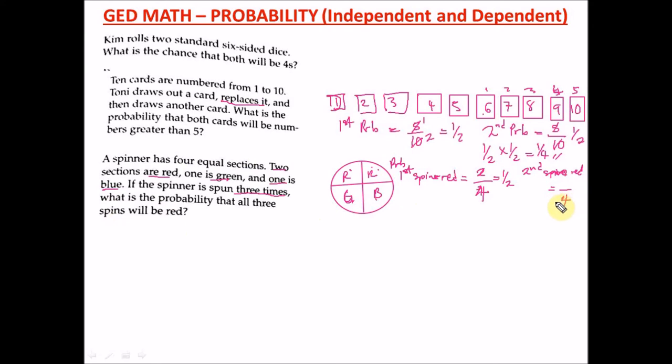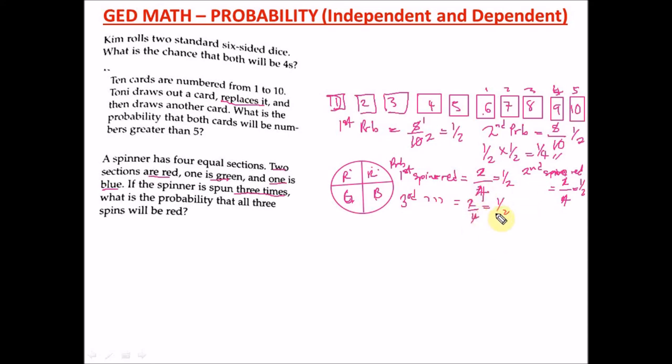So our total possible outcome, the number will still remain the same. So we have 4 and our red is still 2. So we have 2/4, which we reduce to 1/2. And what's the probability of the third spin also being red? It is still the same, 2/4, which will give us 1/2.